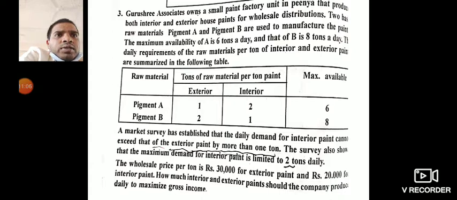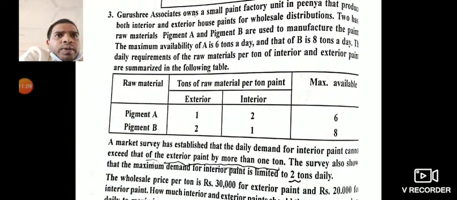Now similarly for the next problem. Here Gurusri Associates owns a small paint factory unit in Pune that produces both interior and exterior house paints for wholesale distribution. Two basic raw materials, pigment A and pigment B, are used to manufacture the paint. The maximum availability of A is 6 tons a day and that of B is 8 tons a day. The daily requirements of the raw materials per ton of interior and exterior paints are summarized in the following table. The raw materials are pigment A and pigment B.